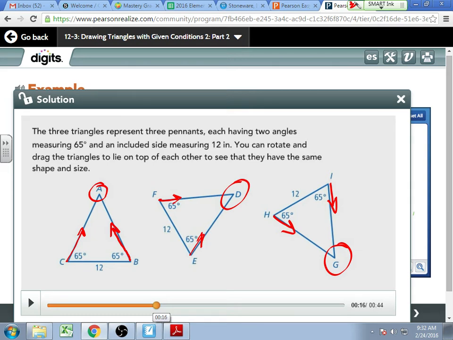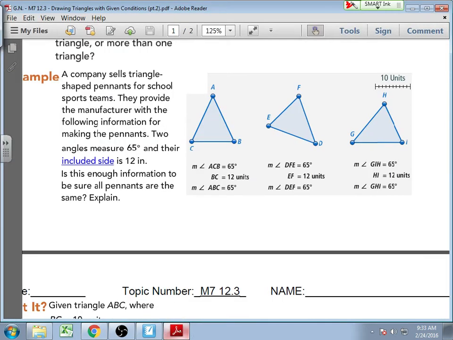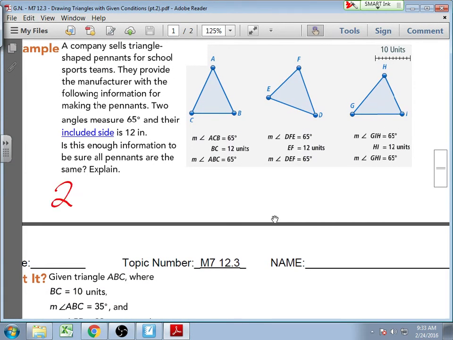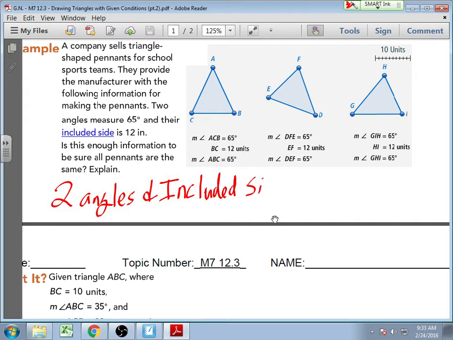So I would jot down somewhere like below that on your notes, 2 angles and included side equal unique. 2 angles what? And an included side. Sorry, that's an and.